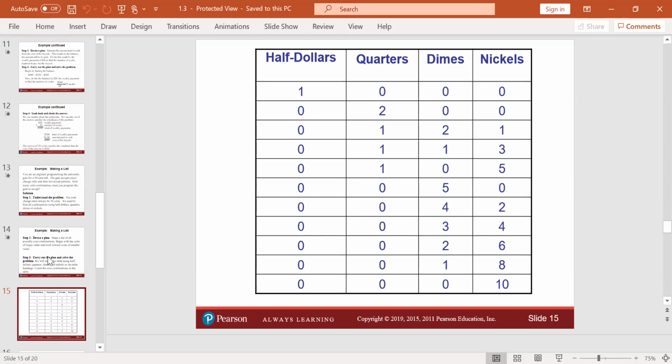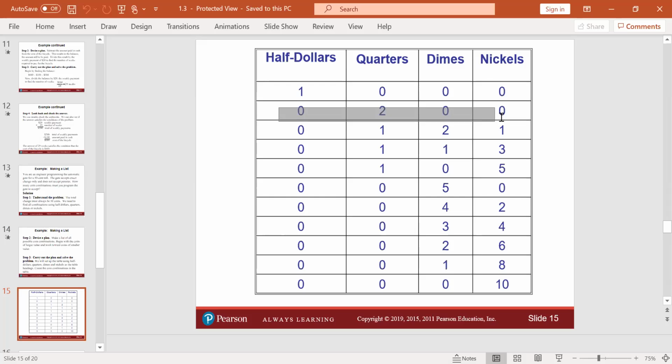So you can use a nice little list here. You have half dollars, quarters, dimes, and nickels listed along the top. This is a good method. Each row on this table is going to be one of the possible combinations. So you can do 1 half dollar, 0 quarters, 0 dimes, 0 nickels. That's exactly 50 cents. You toss that in the little change machine at the toll booth, and you're good to go. The little gate will open, and you can go.